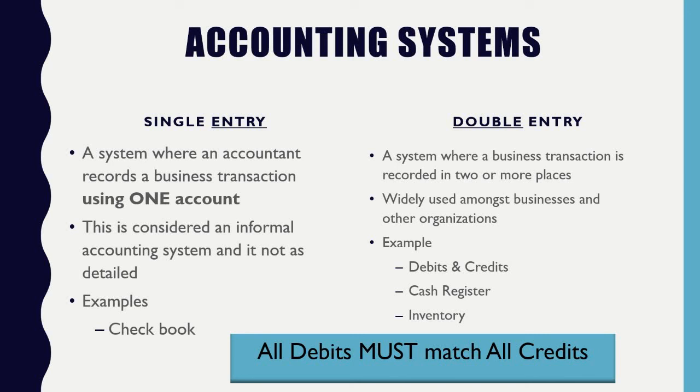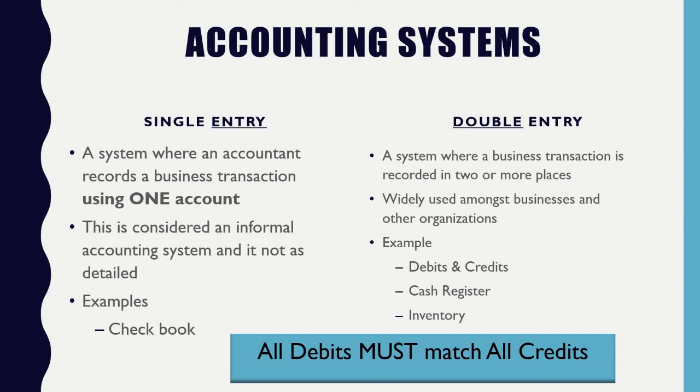When you're doing a single entry, you're only technically recording a transaction in one place. Meaning, for example, if I wrote a check out, okay, I know I decreased my bank account, but I don't record where the check actually went. That's going to be considered your single entry, okay? You recorded, I wrote a check, my bank account is decreased. That's a one-sided transaction, and that's going to be single entry.